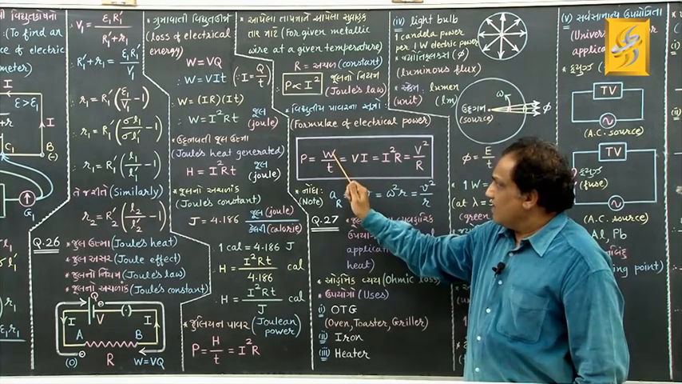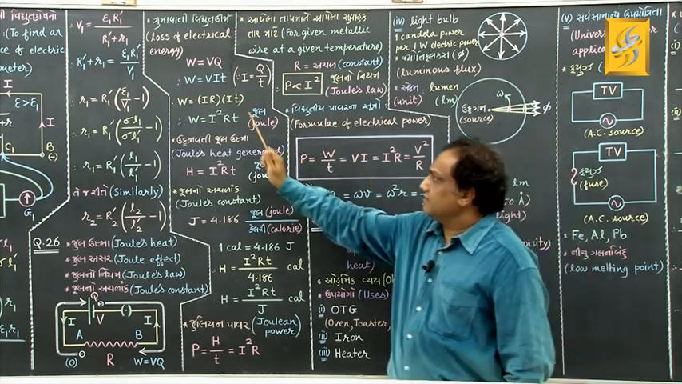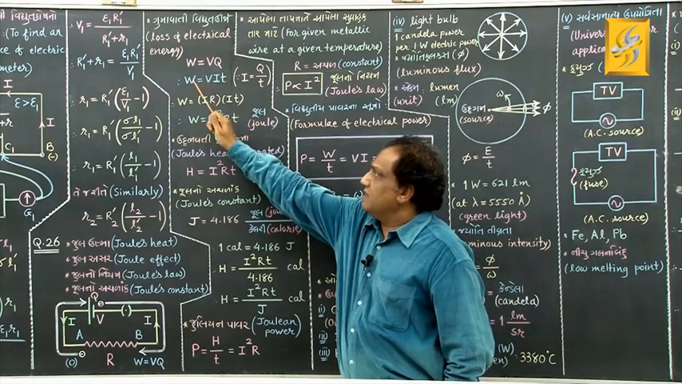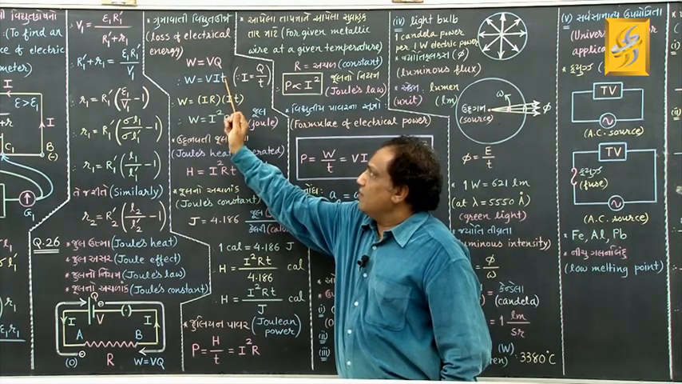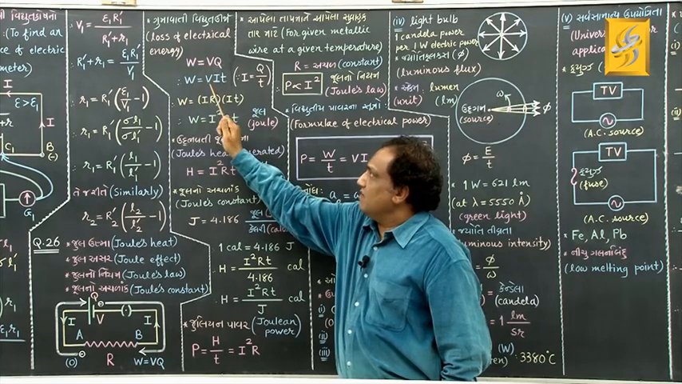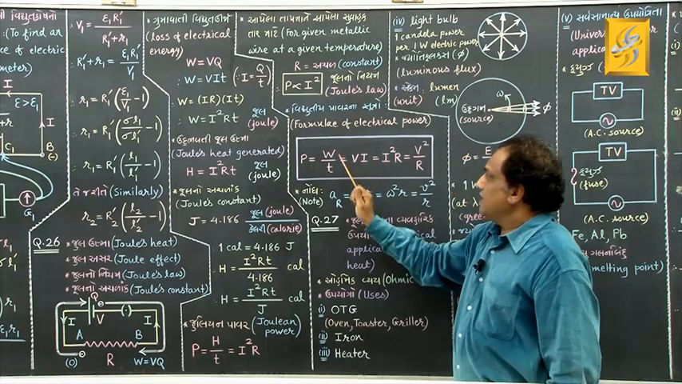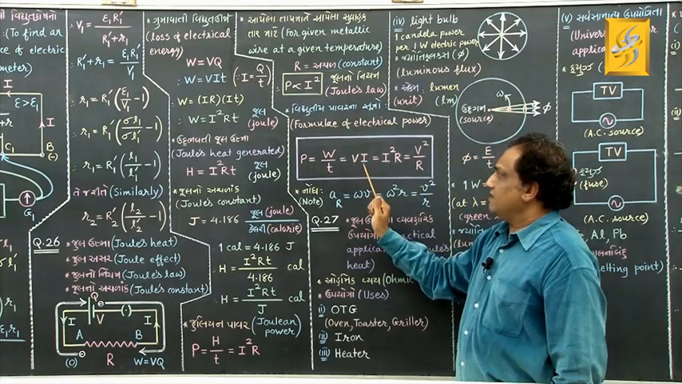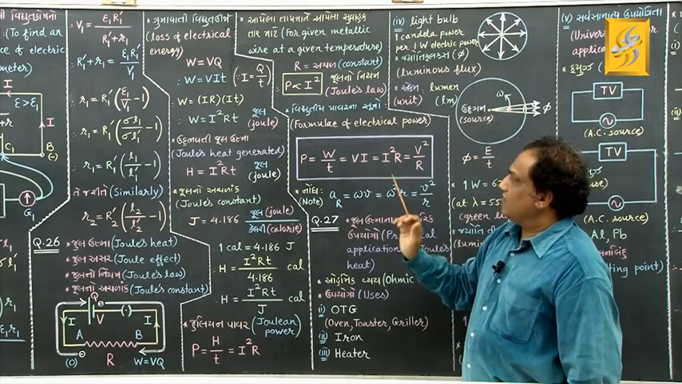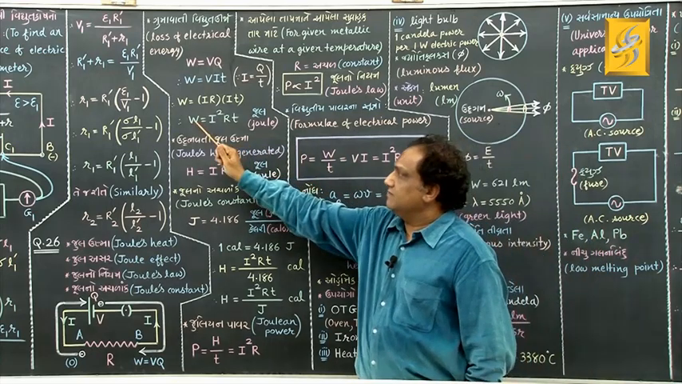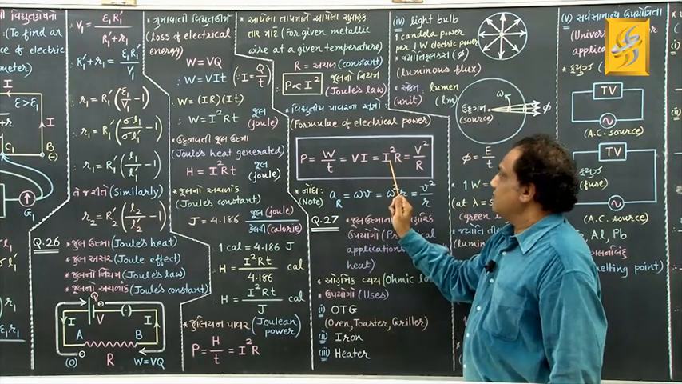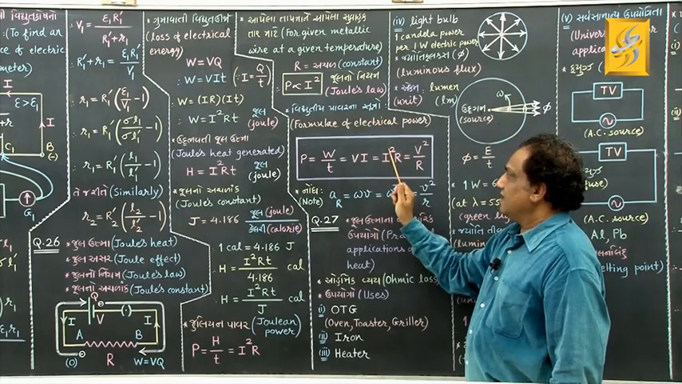Fine. Find out W upon T from here. First of all, from here, W upon T will be V into I, correct. Got it? Fine. And if you want to find out W upon T from here, it will be I square into R, correct.